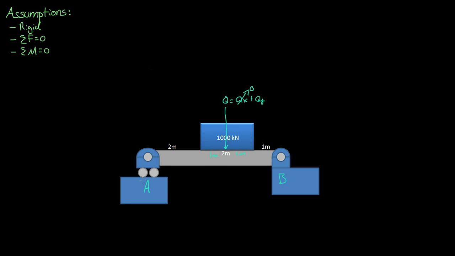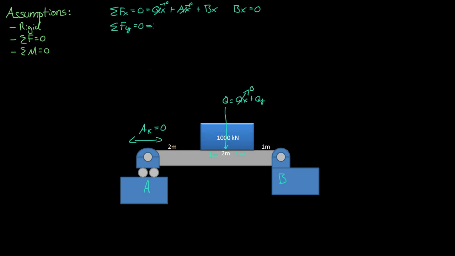So if we were to do the summation of the forces in the x direction, they must equal 0. So Qx, Ax is on a roller, so it can go this way or that way, so Ax is actually 0, plus Bx, well, we don't know what Bx is, so again that's 0. So Bx must equal 0.